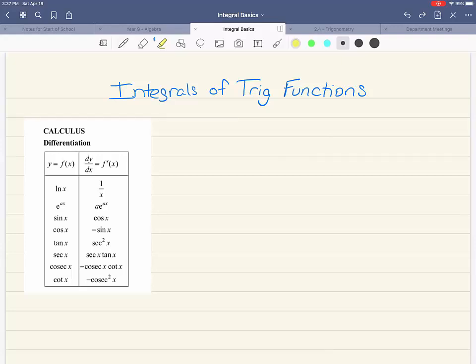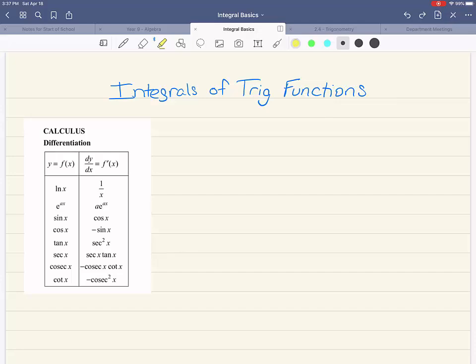Today we're going to talk about how to integrate the trig functions. As you can see on my page here, I have a snapshot of part of the formulas page that you get to use on this assessment. Now, the formulas page does give you the derivative of all the trig functions, but it doesn't give you the integral. But what you need to remember is the integral is just the antiderivative.